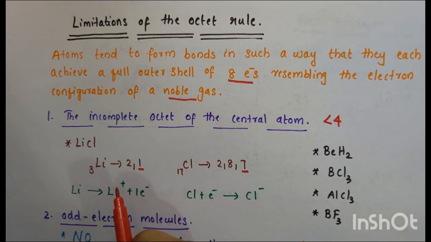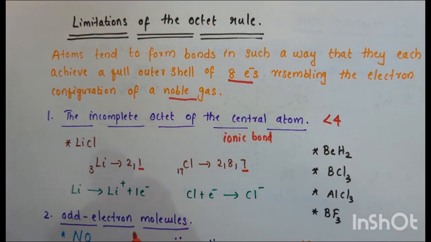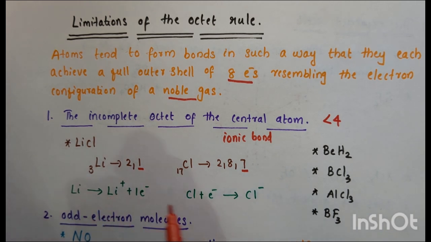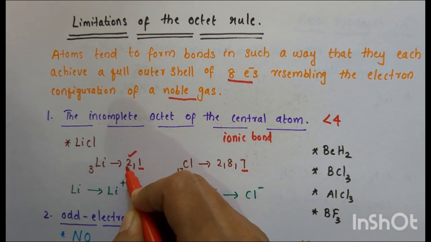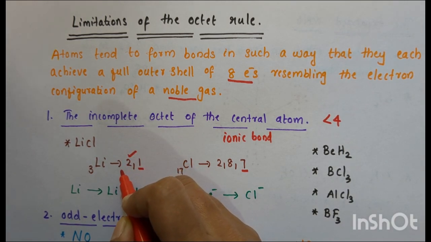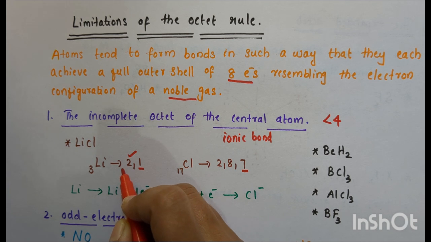This electron transfer results in an ionic bond, where this Li plus and Cl minus are attracted to each other due to opposite charges. So here, chlorine achieves a full octet with 8 electrons in its valence shell by gaining 1 electron. And lithium loses 1 electron, so its outermost shell has only 2 electrons now.